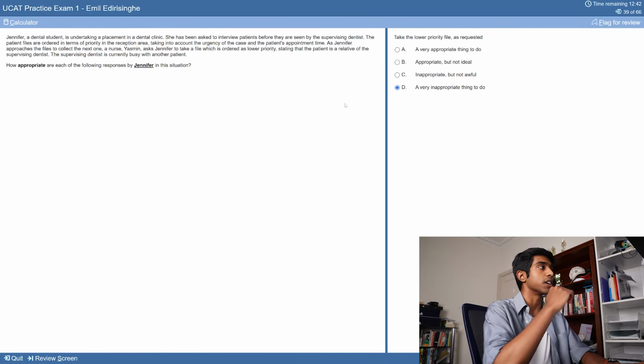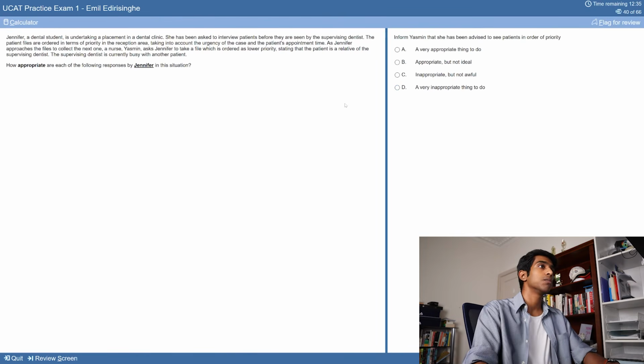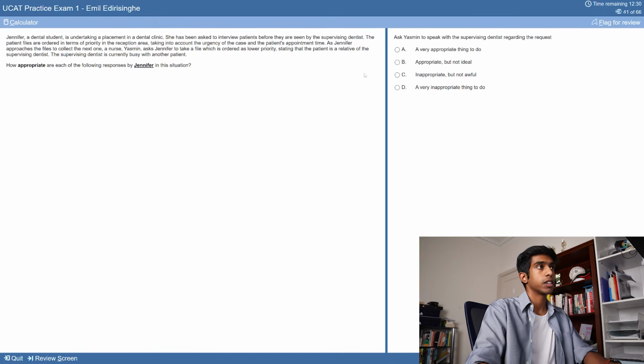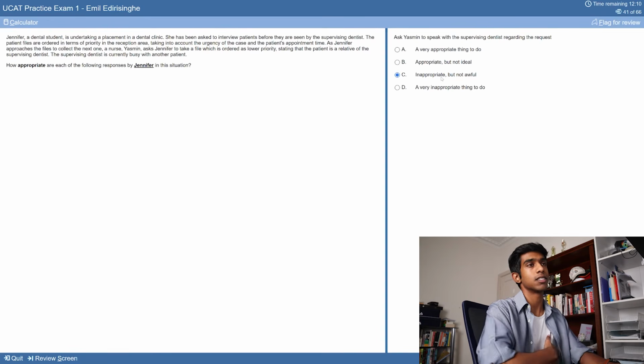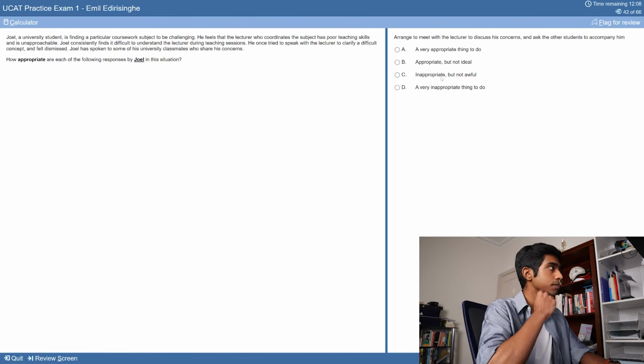So that's definitely very inappropriate because you should always just follow the urgency because someone might need a procedure immediately. Inform the nurse that she's been advised to see patients. Or yeah, that's very appropriate. Ask Yasmin to speak to the supervising dentist. This is probably on the inappropriate side. I don't think it's awful because it might not make the situation worse, but it does waste this dentist's time, I think. Okay.